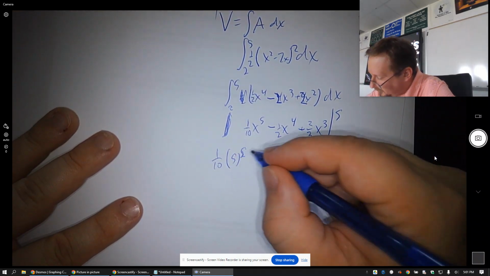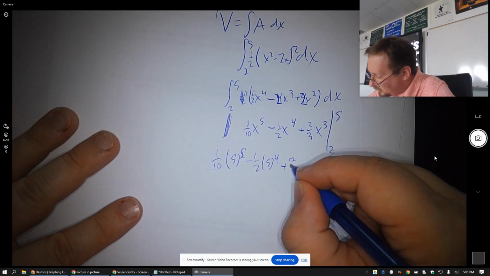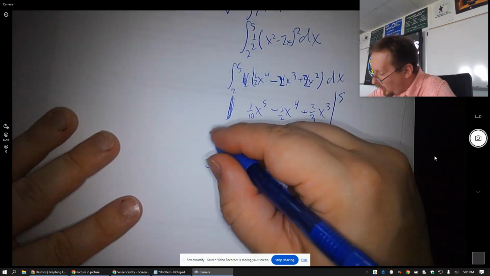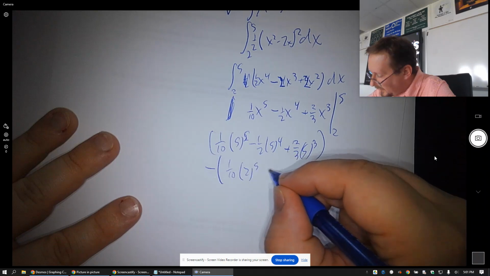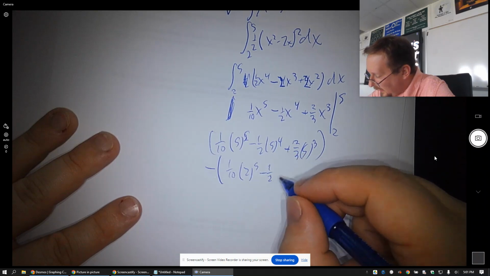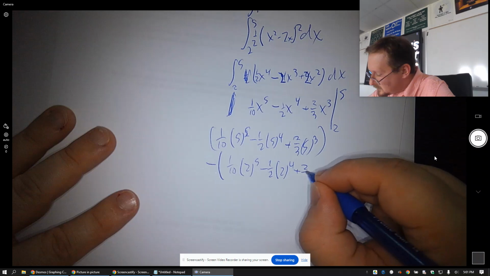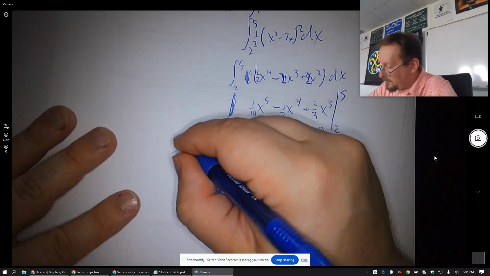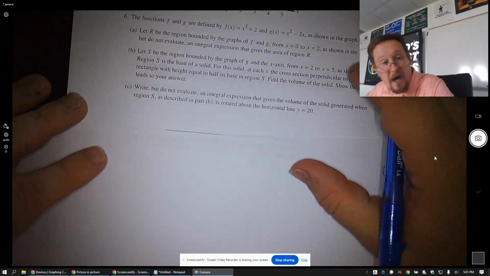All right, 5 to the 5th power minus 1/2, 5 to the 4th power plus 2/3, 5 to the 3rd power minus, I can use parentheses, 1/12, 2 to the 5th minus 1/2, 2 to the 4th. I know it's 32 and 16. Cubed. That's what the volume is. My gosh. Okay, right, but do not evaluate.